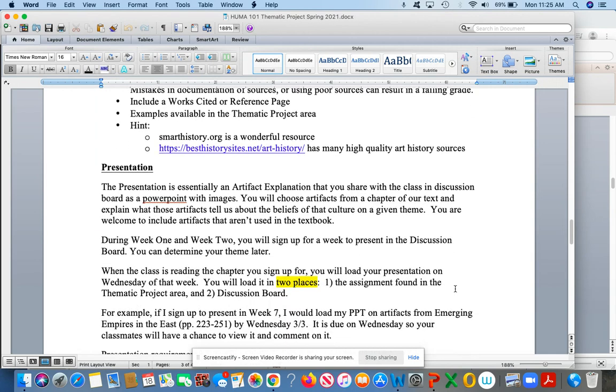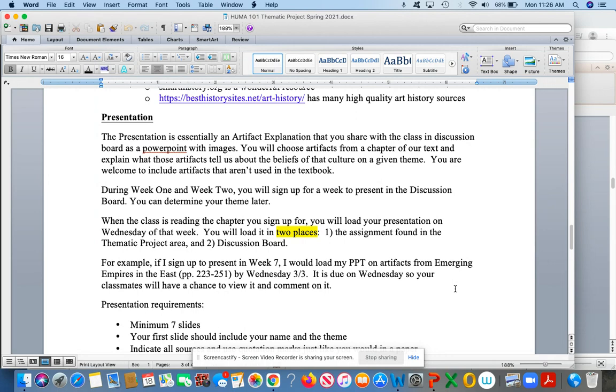SmartHistory.org is a wonderful resource. A lot of what they do on Smart History is exactly the kind of analysis that I want you to be trying to put together for this paper. So please feel free to use them. Also, BestHistorySites.net has a lot of high quality art history sources. Okay, so we're doing those two short papers.